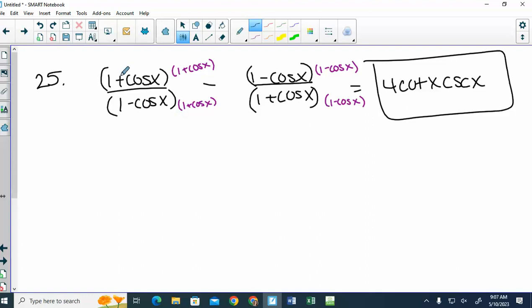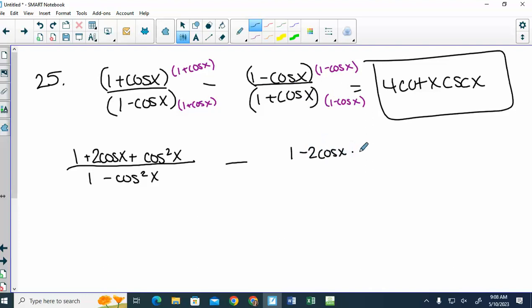So then we FOIL. So we get 1 plus cosine x and plus cosine x, plus 2 cosine x plus cosine times cosine is cosine squared x. Denominator we get 1 plus cosine x and minus cosine x drop. Minus cosine squared x. Minus this one, you get 1 minus cosine, so minus 2 cosine x. And negative cosine times negative cosine is positive cosine squared. Denominator 1 minus cosine squared x.